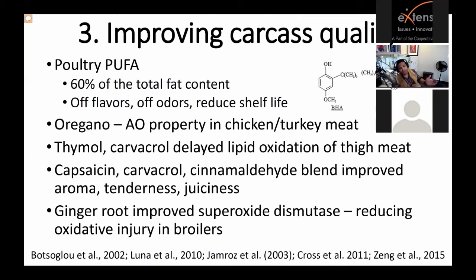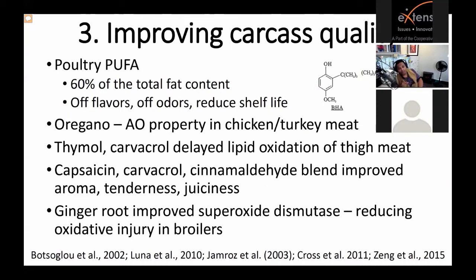Now, what can be done to control this is, instead of BHA and BHT, we can go with oregano, thymol, carvacrol, and you see capsaicin, carvacrol, and cinnamaldehyde also there. And these are the alternatives that have been tested by researchers. And the last sentence, you see the ginger root, this is only one study. Let me tell you that, it should be taken with caution.